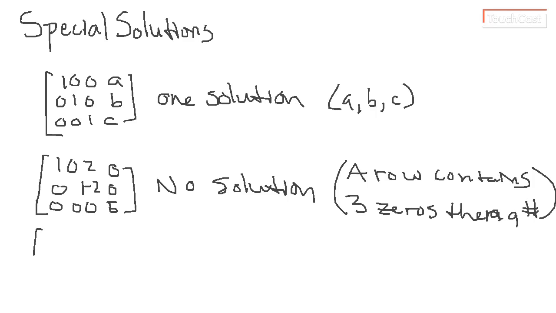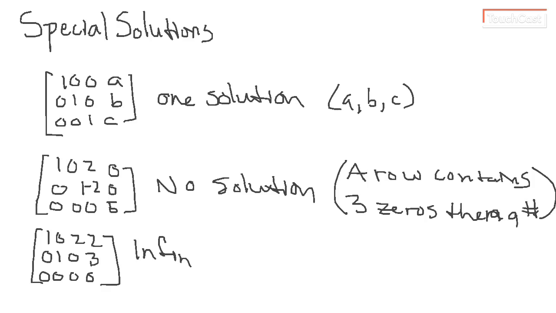And if you have a case, maybe you get a matrix that looks like 1, 0, 2, 2, 0, 1, 0, 3, and then 0, 0, 0, 0, you're going to have infinite solutions, or infinitely many solutions. We say this happens when we have a row with all zeros.